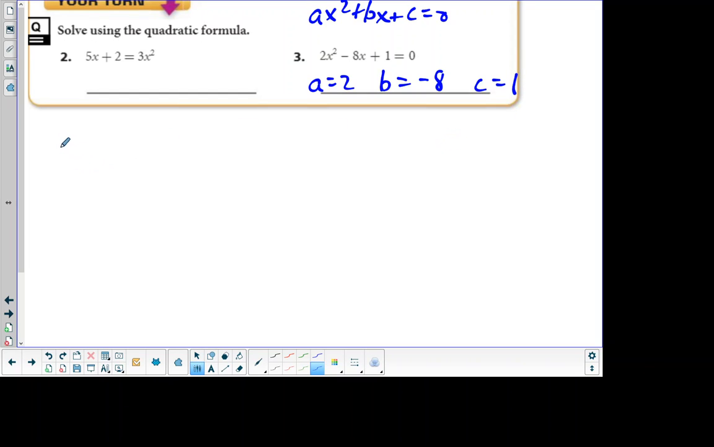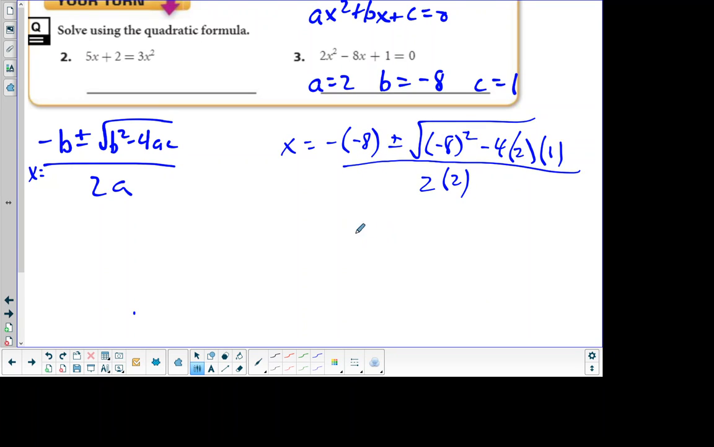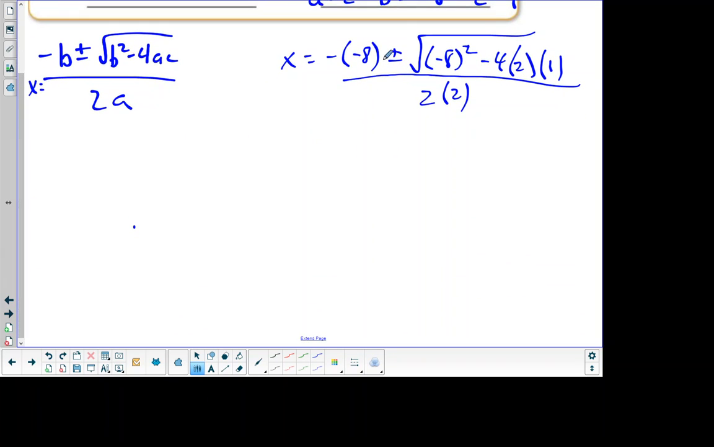Now just substitute. The quadratic formula is negative b plus or minus the square root of b squared minus 4ac all over 2a. So to substitute this, our x equals, remember always write x equals, so x equals negative b, so if b is negative 8, it's going to be negative of negative 8, and then plus or minus b squared, it's going to be negative 8 squared, minus 4 times a, which is 2, times c, which is 1. Now that all needs to be over 2a, a is 2.